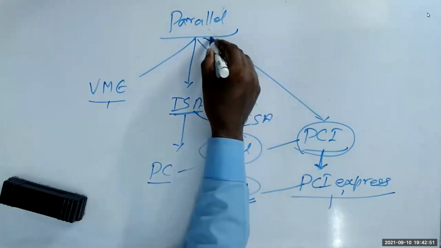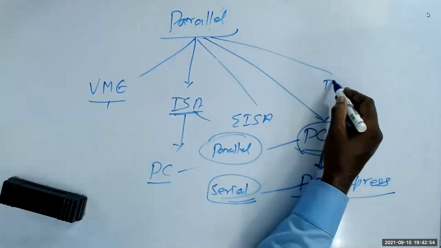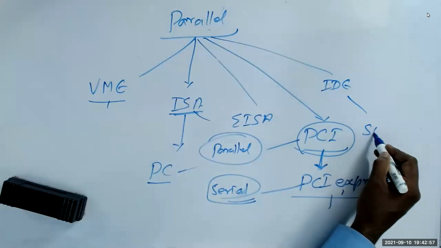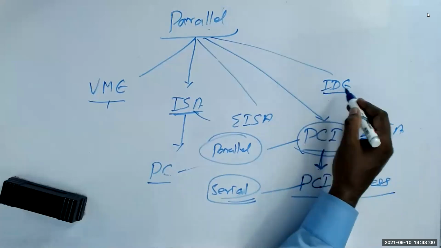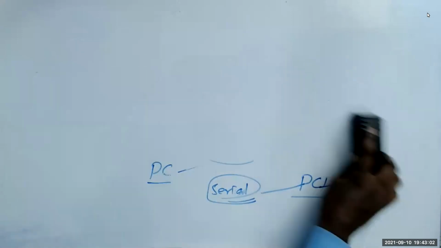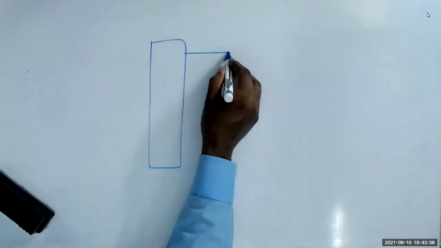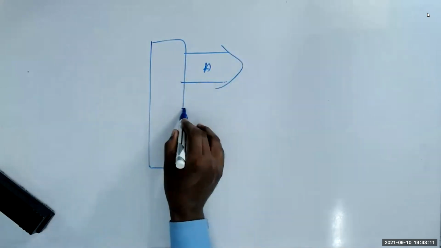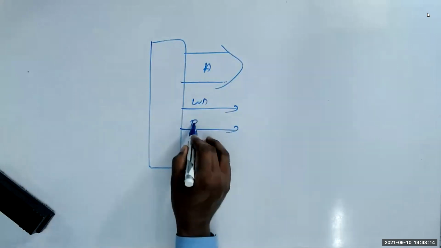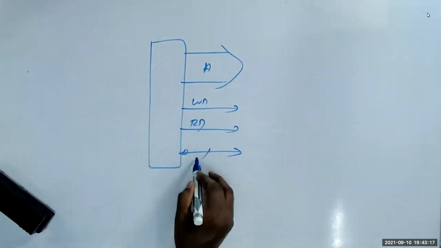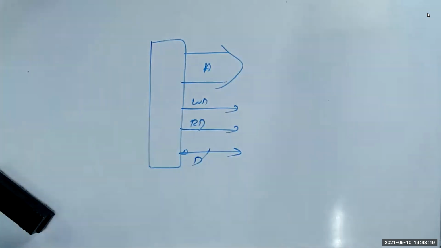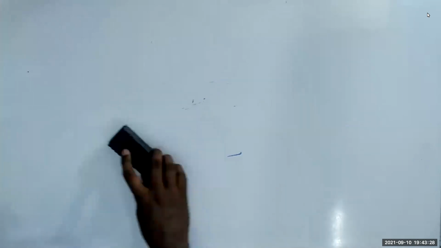Then a lot of things, like IDE, originally came as the interface for the hard disk. Nowadays it is SATA. SATA is serial and IDE is parallel. So please understand, when there is a parallel bus, it always contains address lines, then write and read, and data. That's it. This is what we call a parallel bus. PC 104 is the same as the next division of PCI, the small ones.